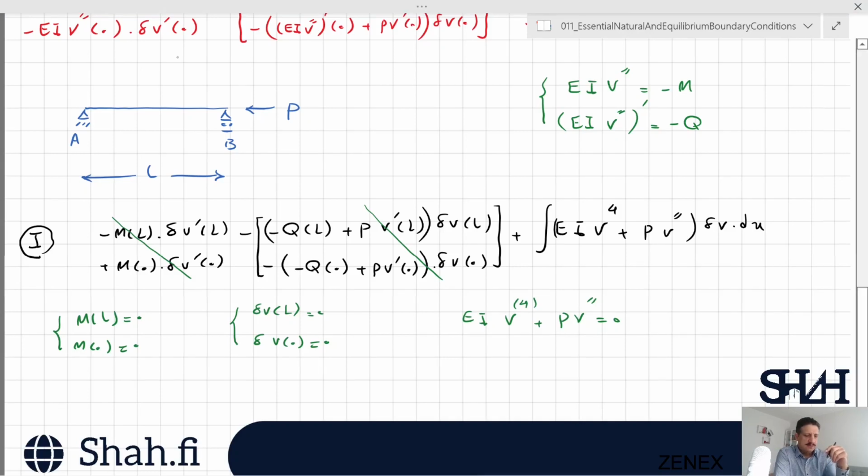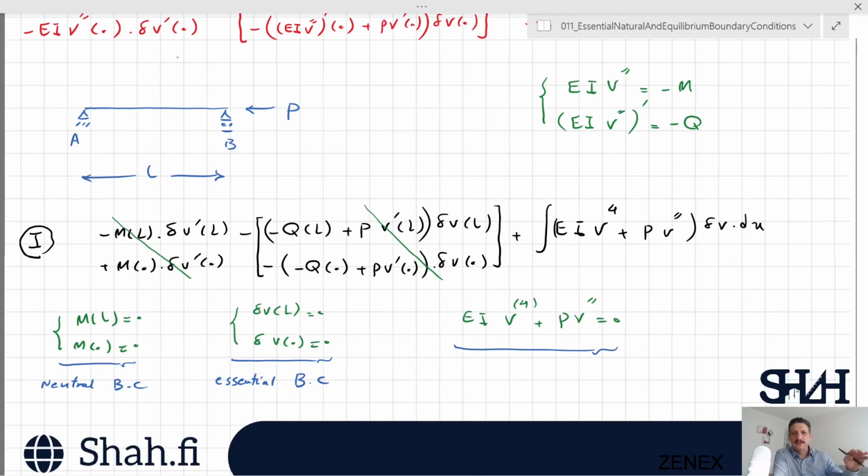The conditions relevant to deformation are called essential or kinematic boundary conditions. Boundary conditions related to the bending moment and shear force are called natural boundary conditions. And the last one, which is representing the entire length of the beam, is the equilibrium boundary condition. So it means that in the entire length of the beam, we need to fulfill this equation.